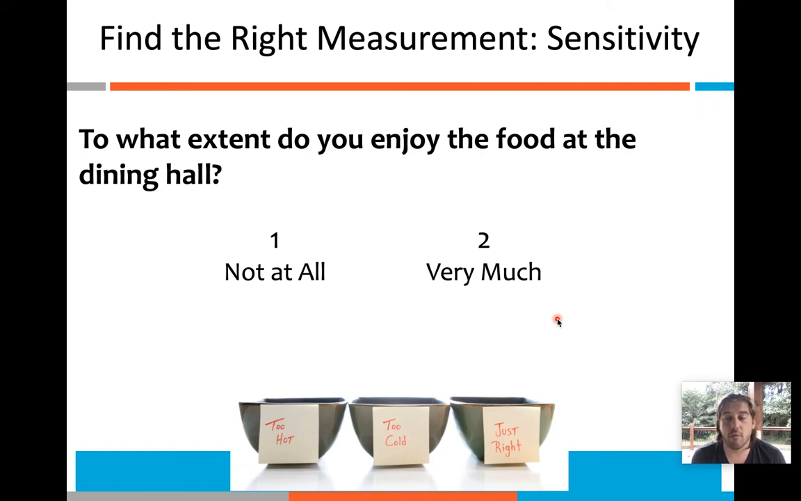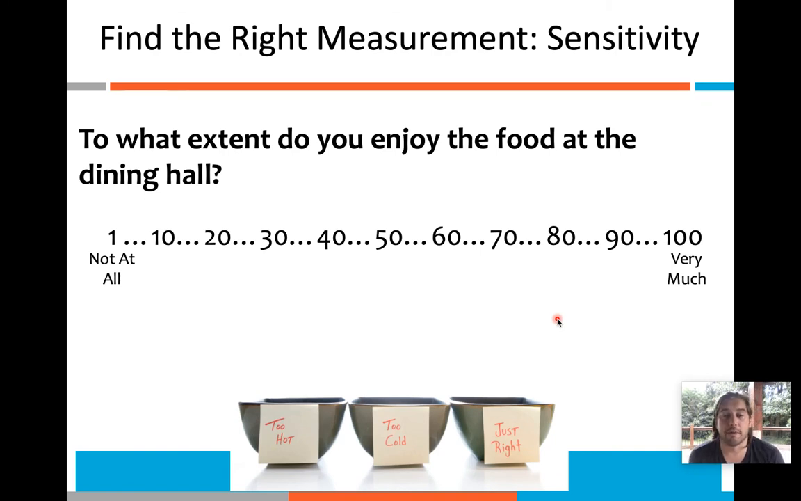The problem with this sort of dichotomous measurement tool is that it's not sensitive enough, right? It only allows for responses of I hate the food or I love the food. Whereas in reality, most people are probably somewhere in the middle, but our measurement tool is not sensitive enough to capture those smaller, more fine-grained distinctions in people's enjoyment.